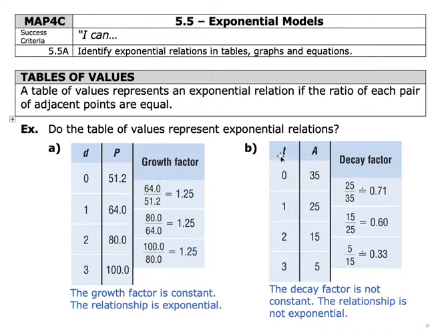Next, in our second example, the x intervals are regular, and when we take ratios of adjacent y points, 25 divided by 35 is 0.71, 15 divided by 25 is 0.6, and 5 divided by 15 is 0.33. So the decay factor is not constant. The relationship is not exponential.